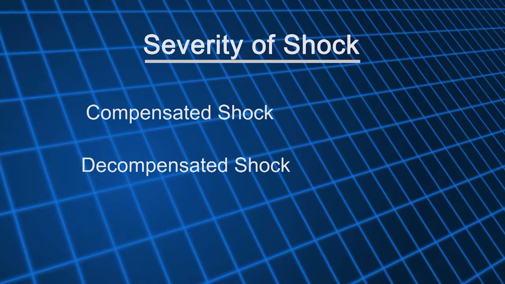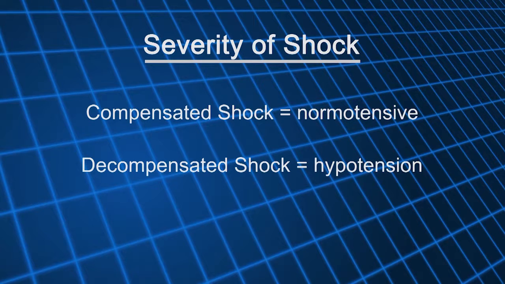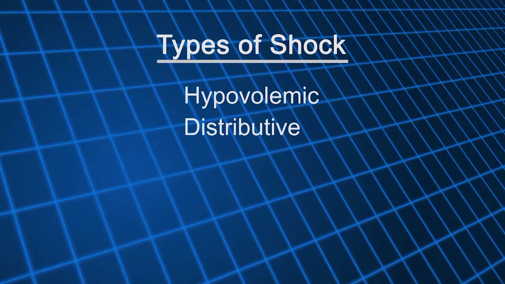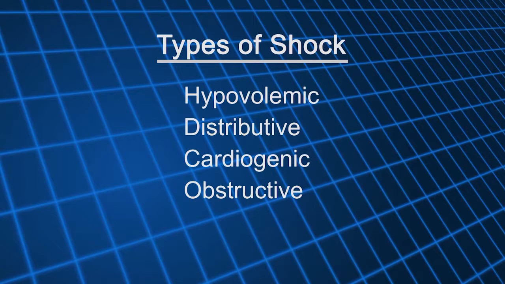In compensated shock, the patient is usually normotensive despite poor perfusion. In decompensated shock, the patient will present with hypotension. The decrease in blood pressure is seen because the compensatory mechanisms have failed. Shock can be broken down into 4 different types: hypovolemic, distributive, cardiogenic, or obstructive shock.